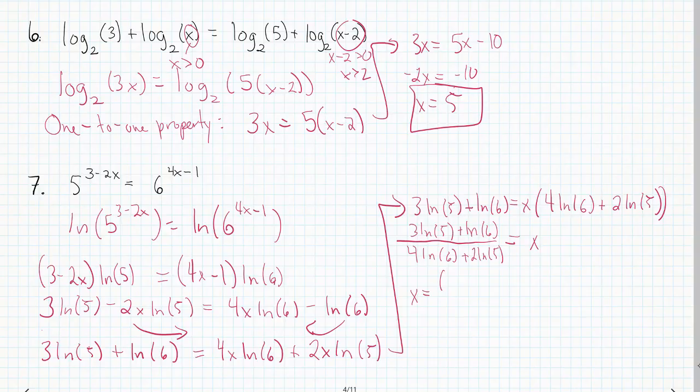If you are typing it in the calculator, you're going to want to type in 3 natural log of 5 plus the natural log of 6, but you want to make sure that's all in parentheses there. That's a common mistake that people forget about, and so I'm actually going to write it down. So 3 natural log of 5 plus the natural log of 6.